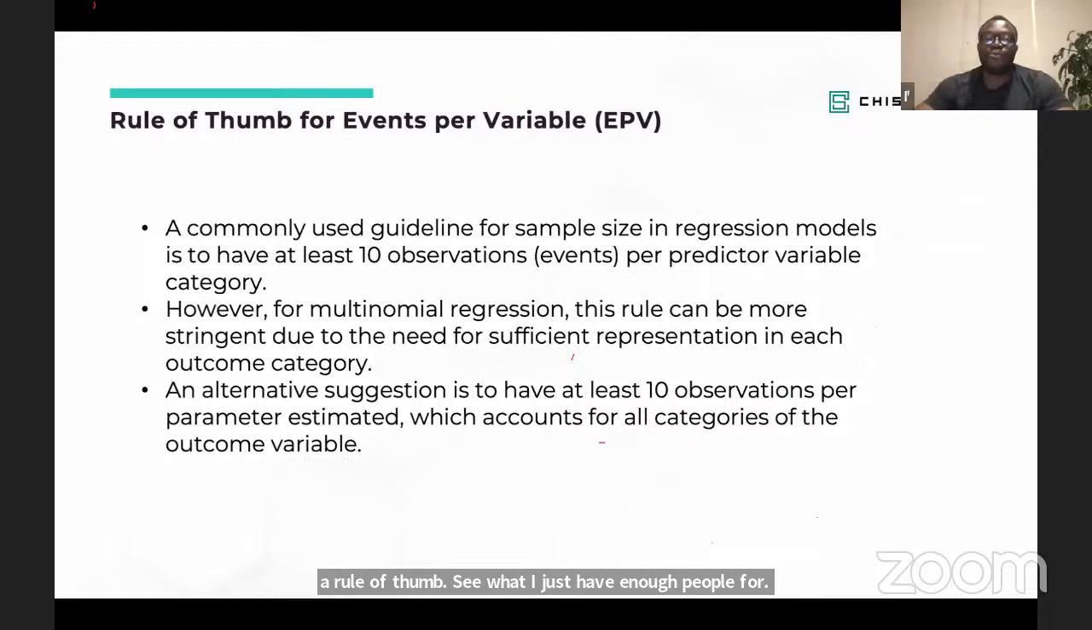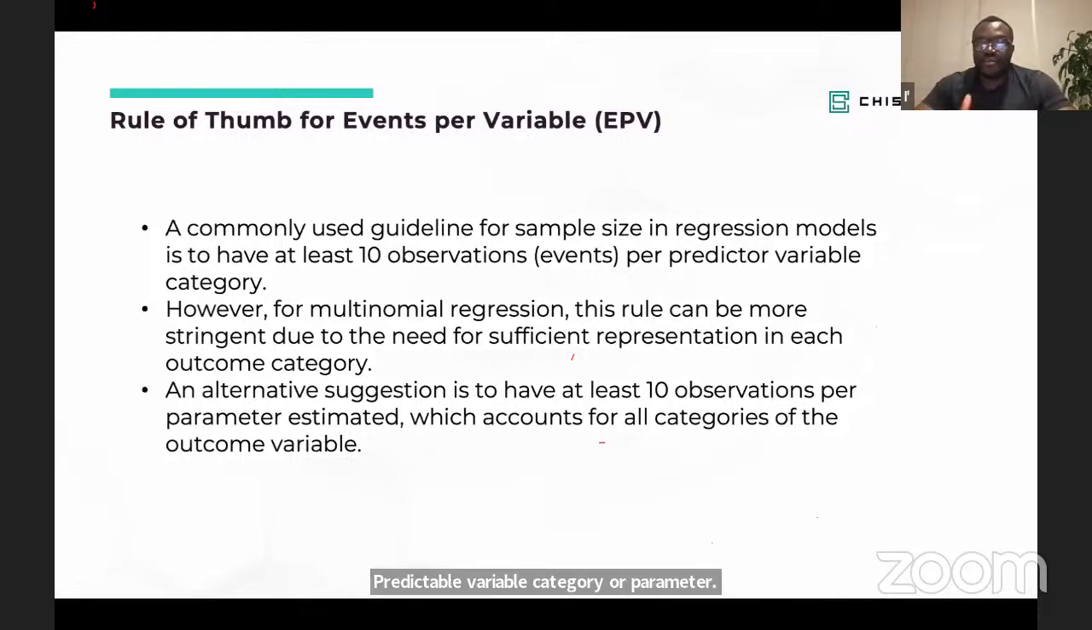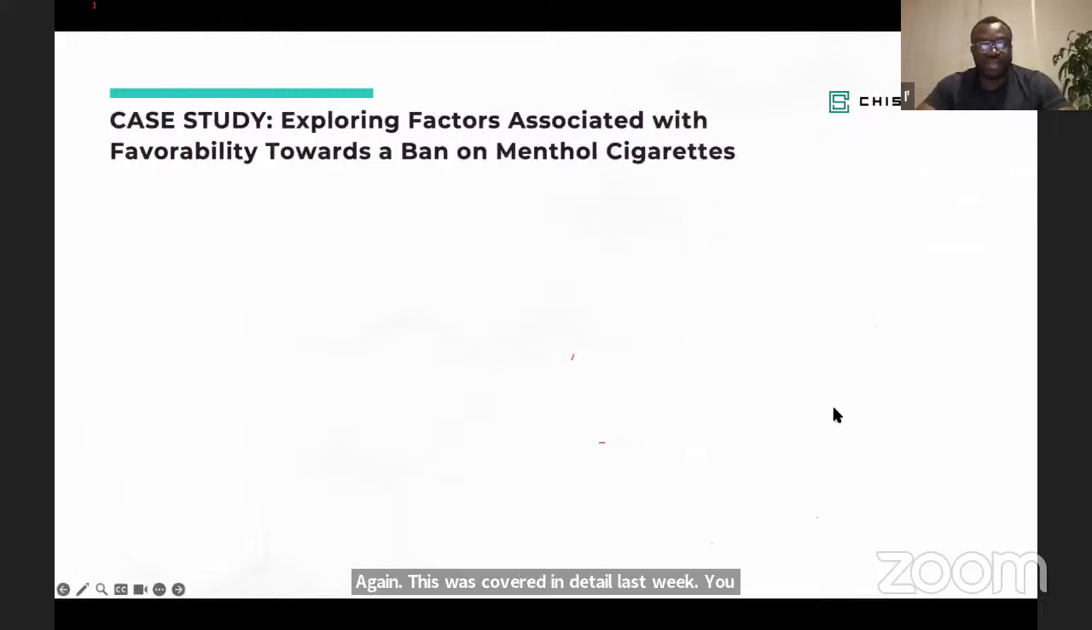So essentially, we want to have 10 observations per predictor variable category or per parameter estimated. Again, this was covered in detail last week. You can review the slides or the lecture notes from last week.